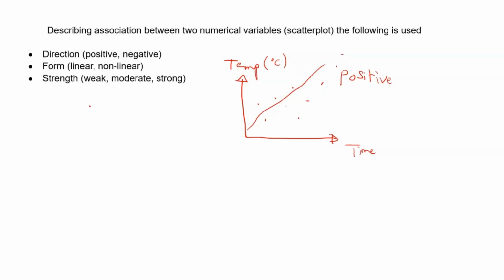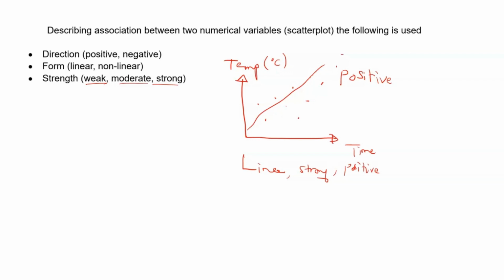The strength can be weak, moderate, or strong. Strong, so that's going to be linear, strong, positive. That's how you describe a scatter plot as linear, strong, positive. And that's it for displaying and describing data.